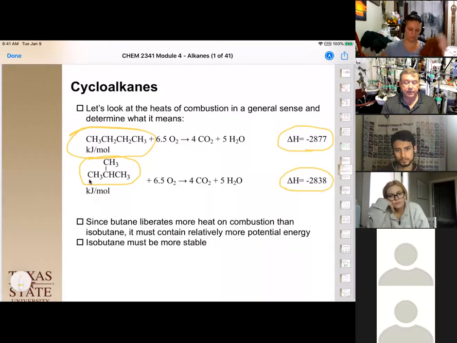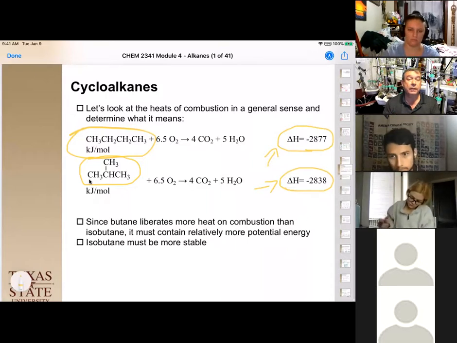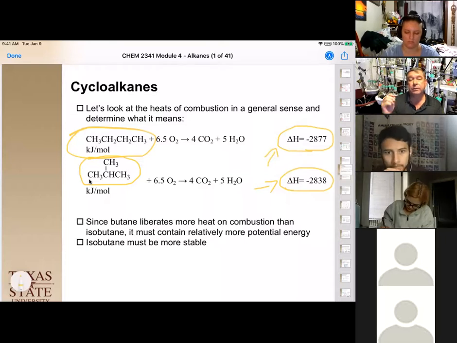So what does this mean? What this means is that this gave off more heat, okay? But because this gave off less heat, it means it must have been more stable because it had less internal energy, less potential energy to give off, and therefore it was the more stable version of it. Okay. Or, I'm sorry, isomer of it.